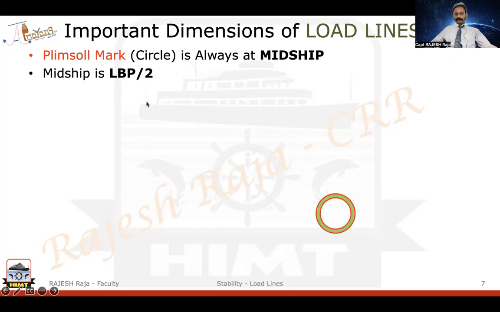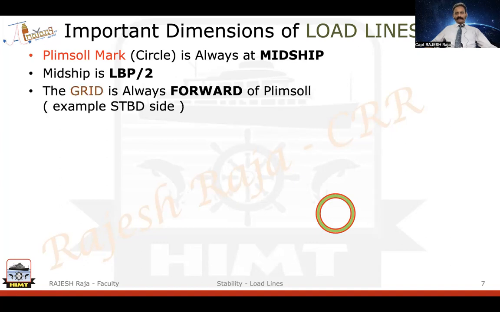So let me put this Plimsoll circle here. Okay, let me start with this. This is exactly the midship. Now I'm going to take an example of, let us say, starboard side. I could have taken port side also, doesn't matter. I'll take starboard. Now I have a grid. A grid means I will have a couple of vertical and horizontal lines. That grid is always placed forward of your Plimsoll. So if I take this as starboard side, you will have this grid always forward of the Plimsoll mark. So just remember this. This is how you differentiate between port and starboard.